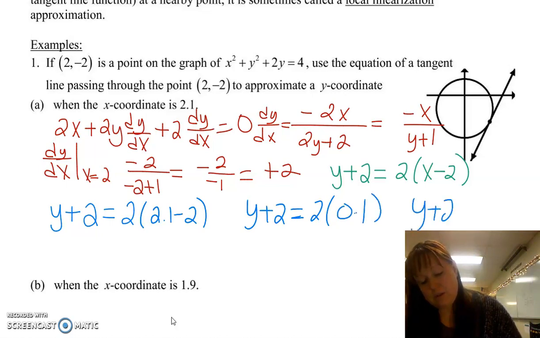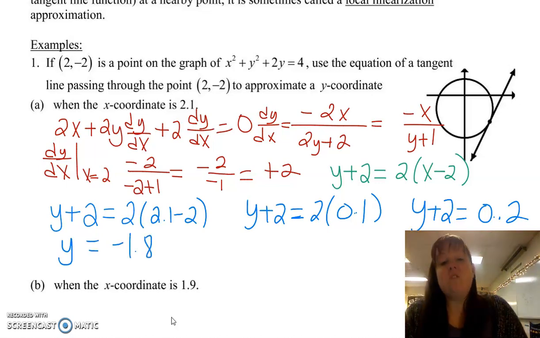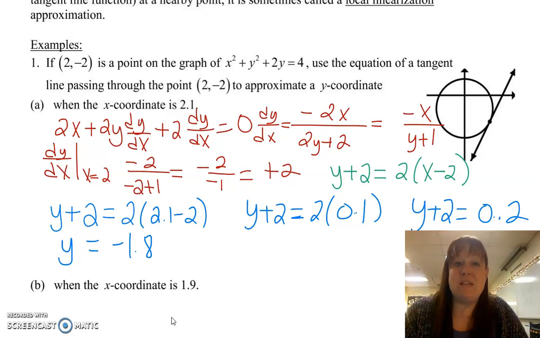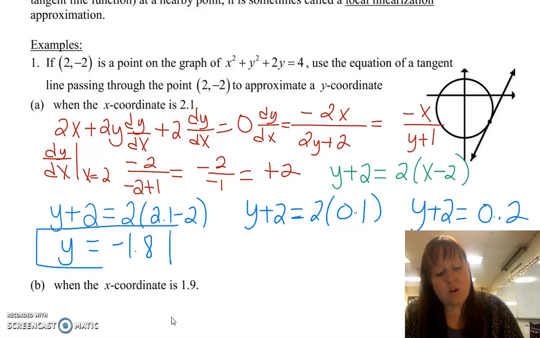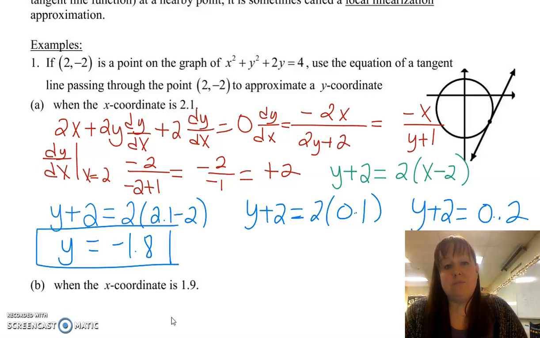y plus 2 equals 0.2. Subtract 2 from both sides, and we get that y equals negative 1.8. So the value of my tangent line when x equals 2.1 is negative 1.8. And because we know that if I zoom in really close, my tangent line and my circle are almost the same function, the value of my circle at 2.1 is really darn close to negative 1.8.